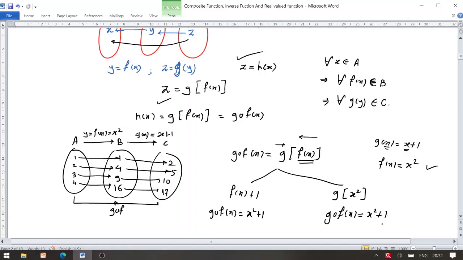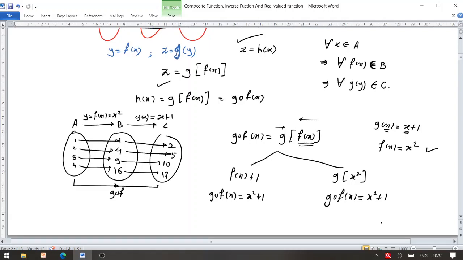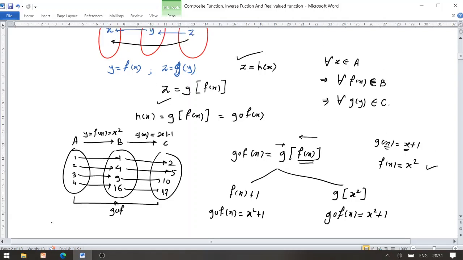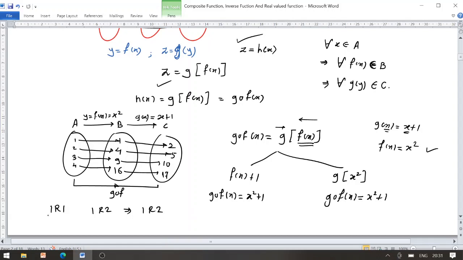Now look carefully. Actually there is a transitive relation we have. Once 1 is related to 1 and 1 is related to 2, that implies ultimately 1 is related to 2. On the same basis, suppose 2 is related to 4 and 4 is related to 5, that ultimately implies, as per transitivity, 2 is related to 5.